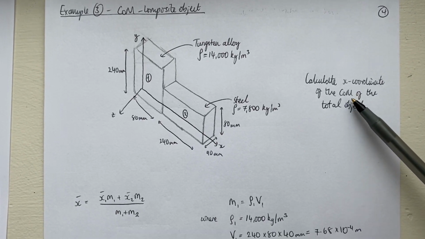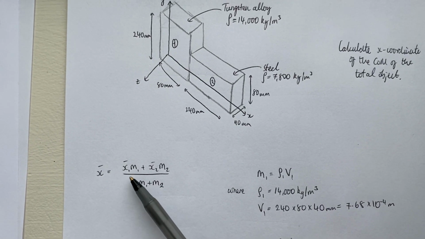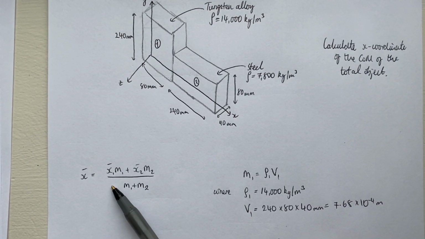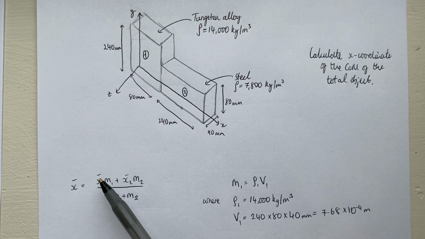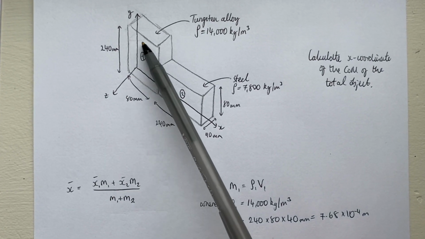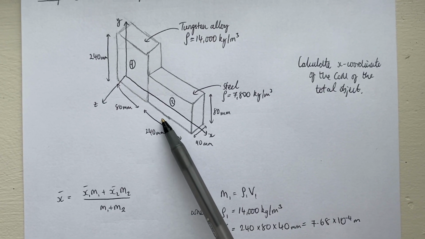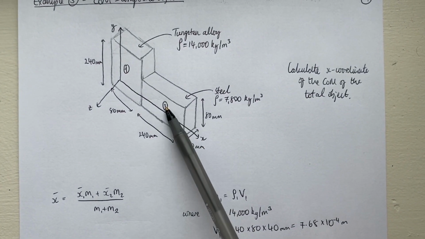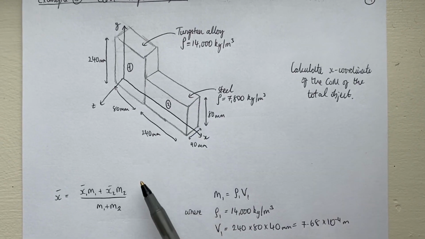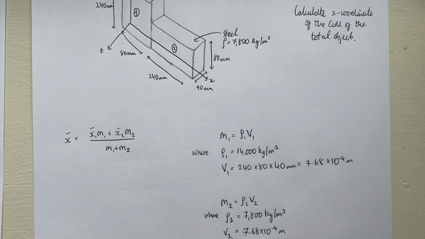So again, we use our averaging formula, as we've seen, the weighted average formula. We find the x-coordinate of the center of mass of this piece, multiply it by its mass, add that to the x-coordinate of the center of mass of this piece, multiplied by its mass, and then average it over the total mass. So that's what I formulated down here.